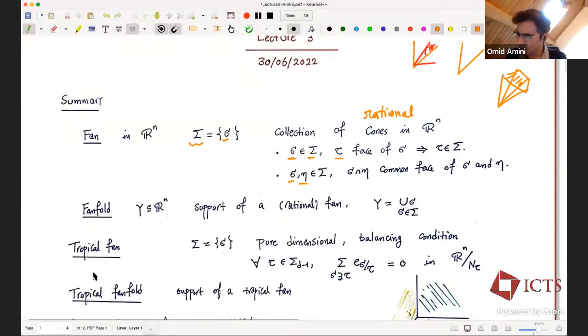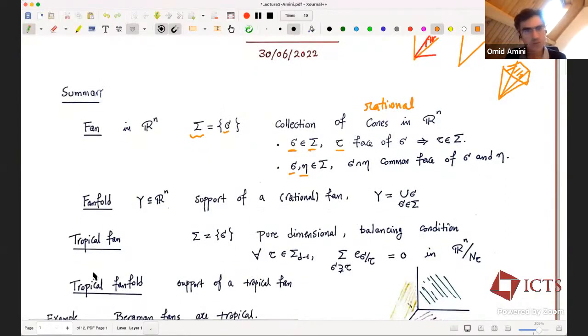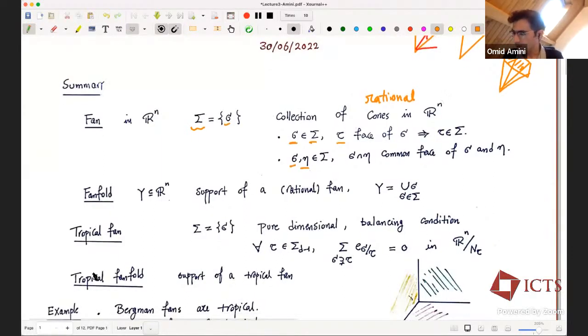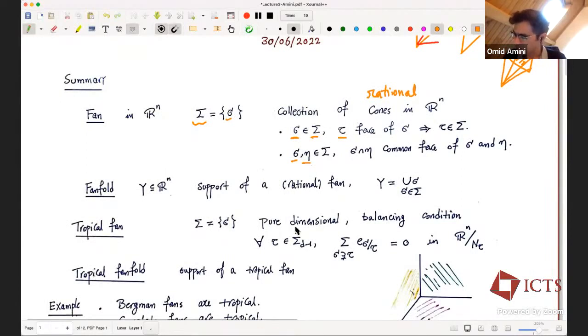So the central object in this lecture and the one which follows tomorrow is the tropical fan. What is a tropical fan? A tropical fan is a pure dimensional fan. It means that all the maximal cones in your fan with respect to inclusion are of the same dimension. And it moreover satisfies the central property in tropical geometry, which is called the balancing condition.